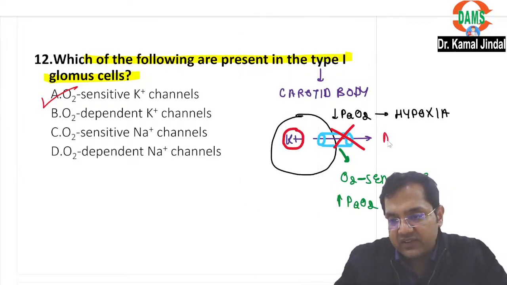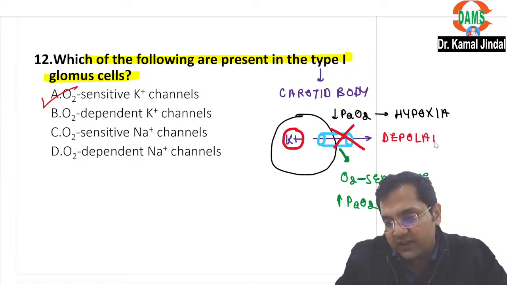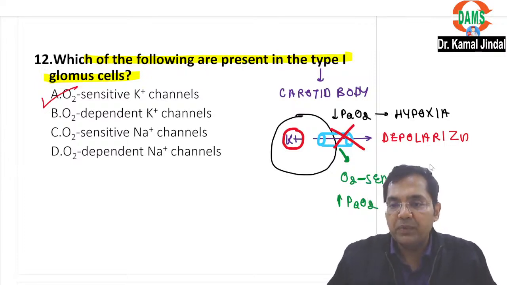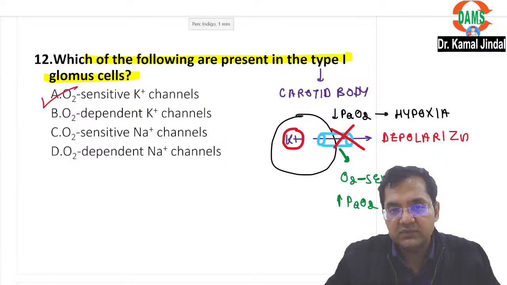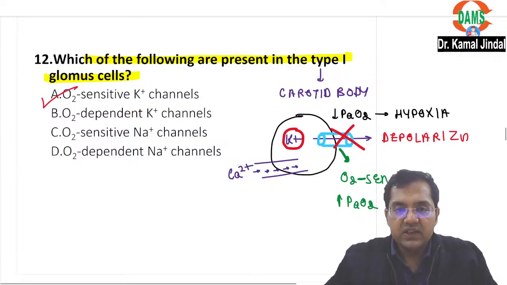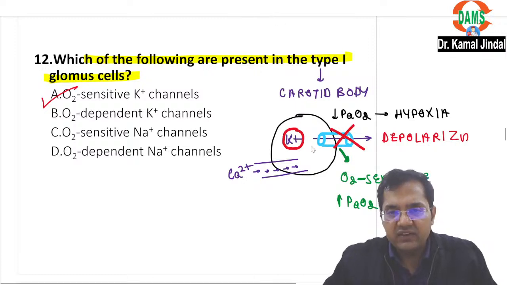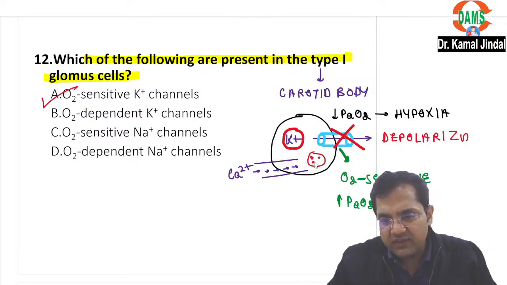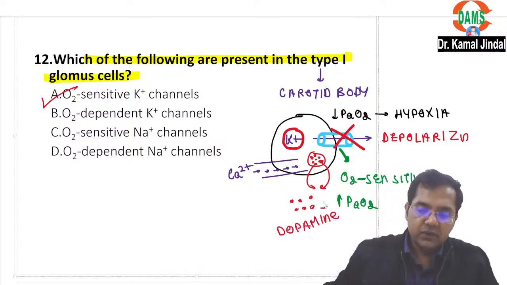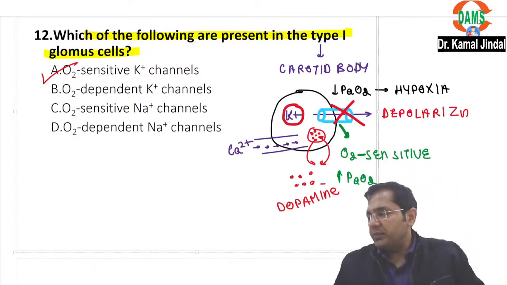So as the channels close, this causes depolarization, right? That is the mechanism, and depolarization will then release the neurotransmitter dopamine, via the influx of calcium ions. So this is how the calcium channels will open, just like we have studied in the neuromuscular junction. And remember, inside this we have the dopamine vesicles, and these dopamine vesicles will come out. So this dopamine will be released outside. Very important mechanism, must know. The dopamine will then come out.